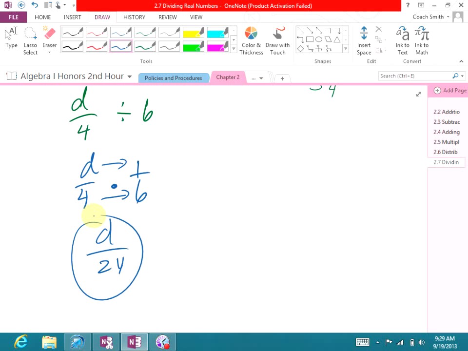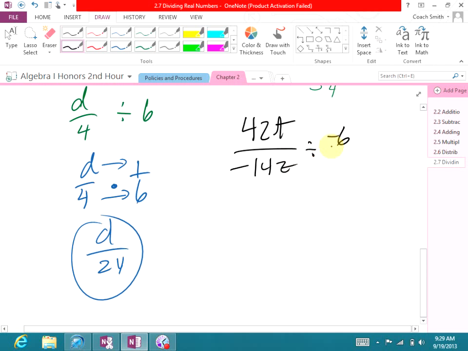Now, obviously, when we get to one like this, 42t over negative 14z divided by negative 6 over 7t. Now, obviously, that's a little bit more difficult than what we're used to, but the fundamental principles are still the same.